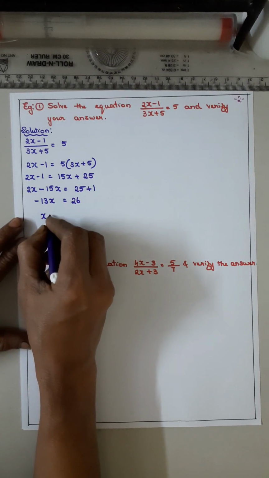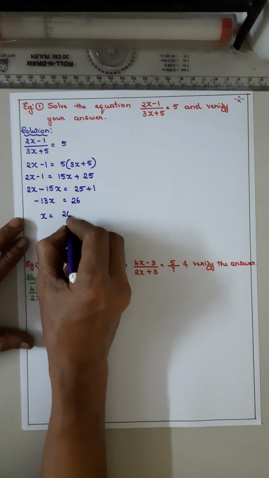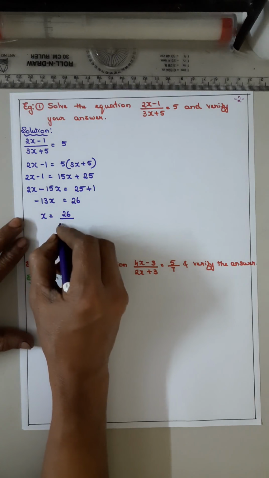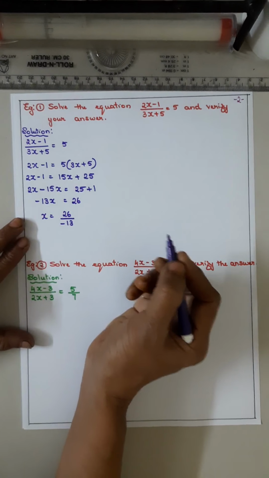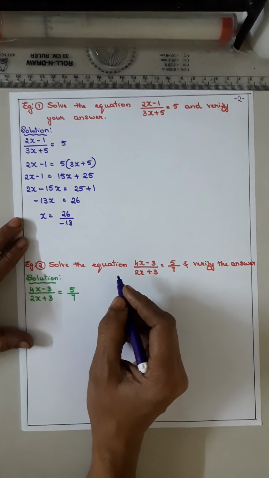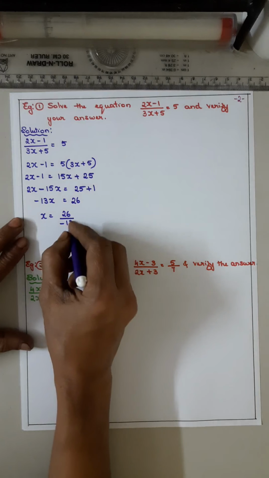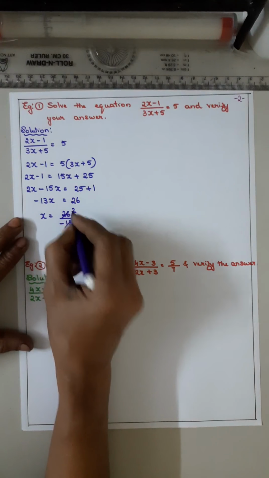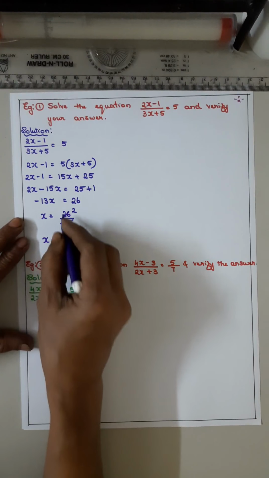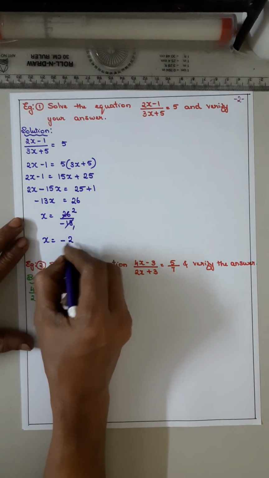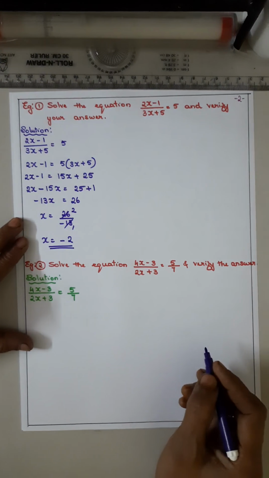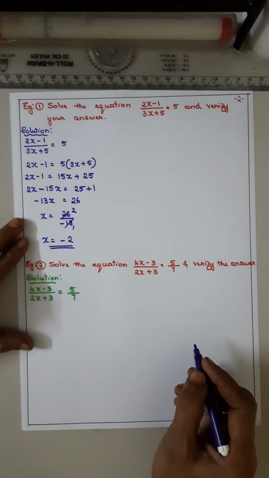So, x is equal to 26 upon minus 13. When you take it this side, it becomes minus 13. 13 ones are 13, 13 twos are 26. So, x is equal to plus upon minus, minus, and the value is minus 2.